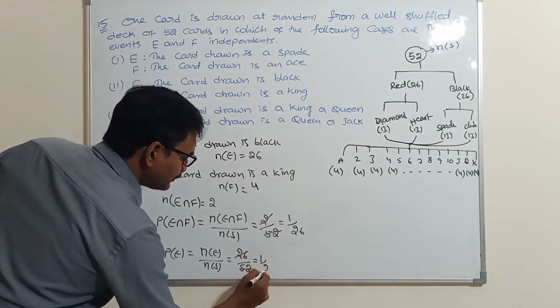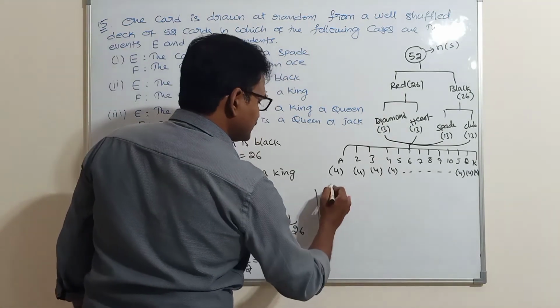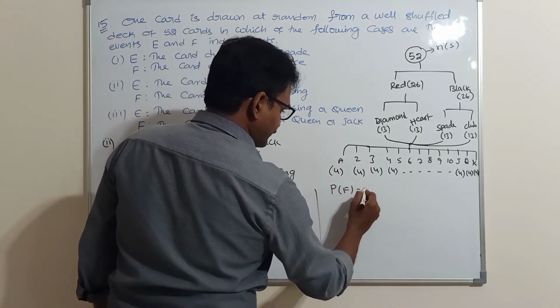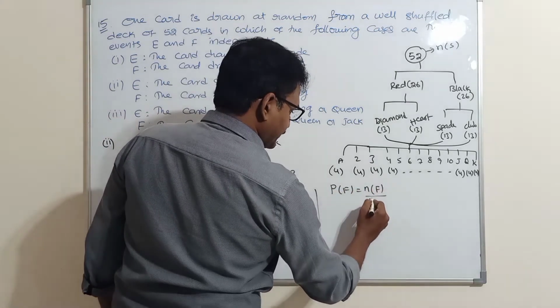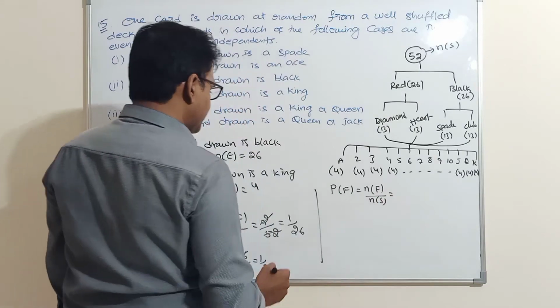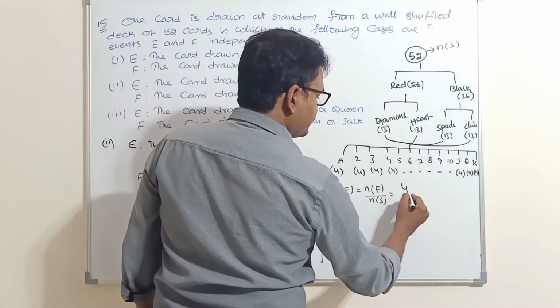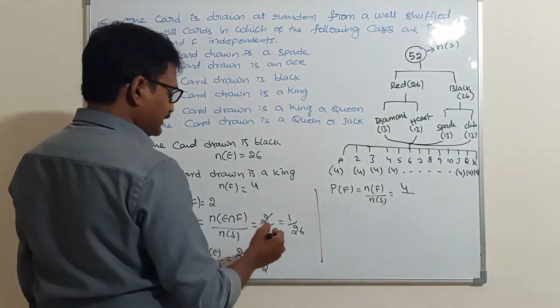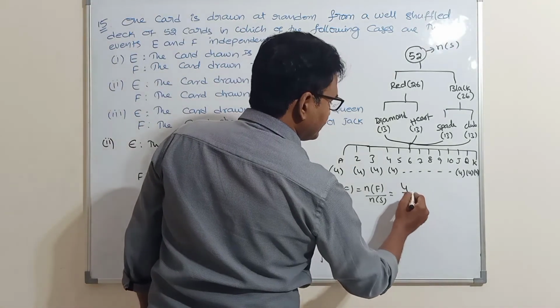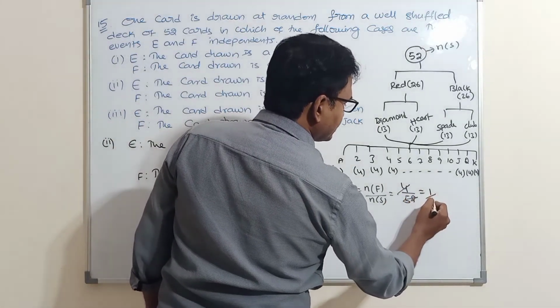1 by 2. Similarly, what is P of F? P of F means N of F by N of S. N of F, the number of king cards, is 4. N of S is 52. 4 by 52 means 1 by 13.